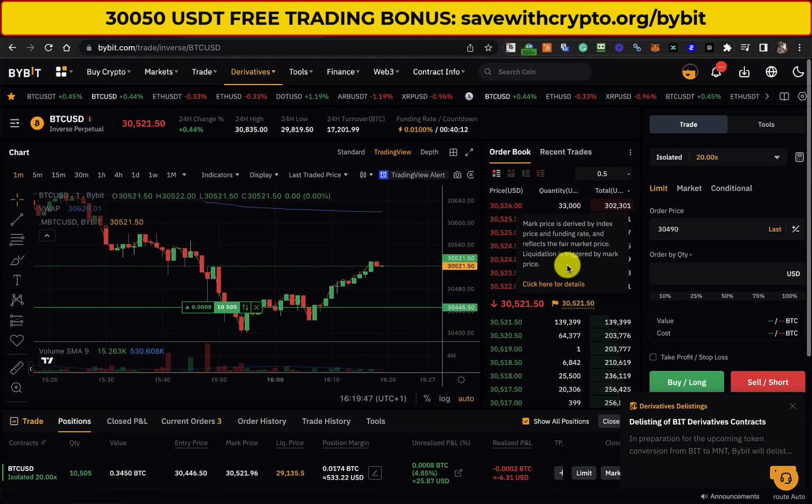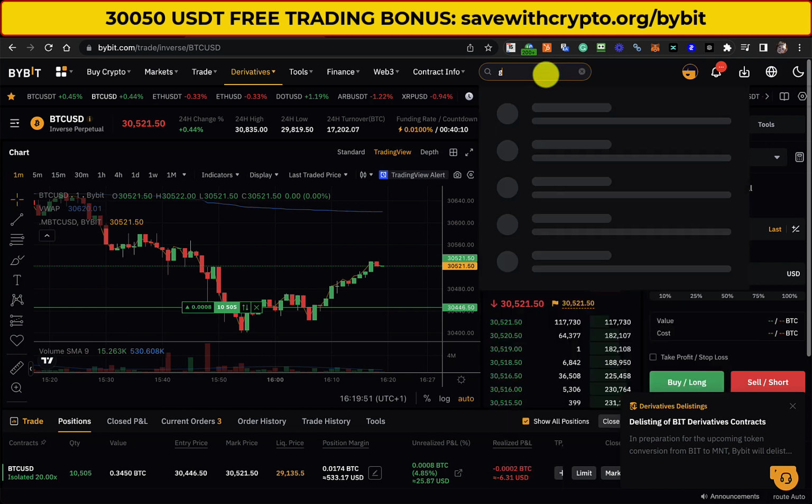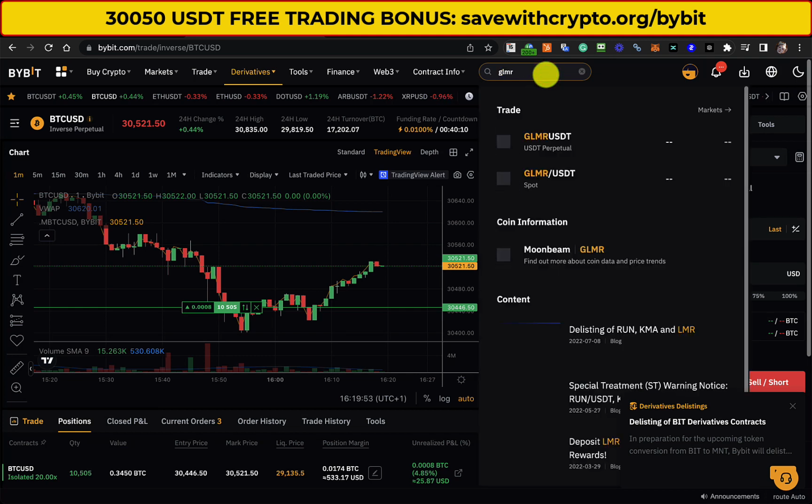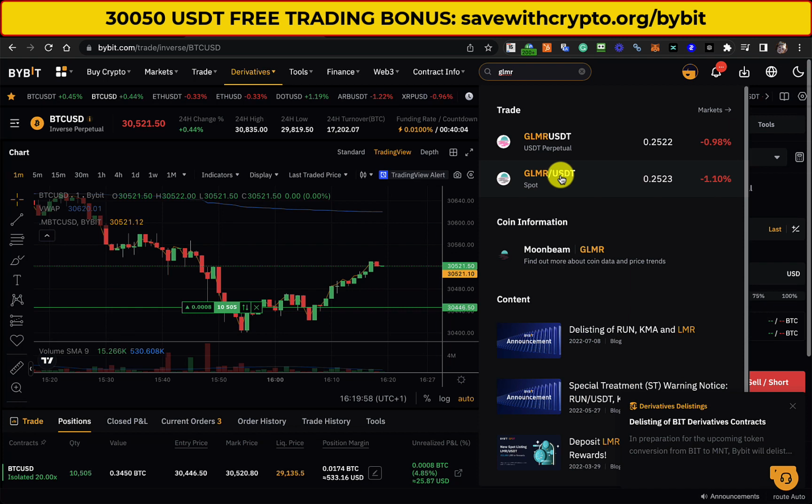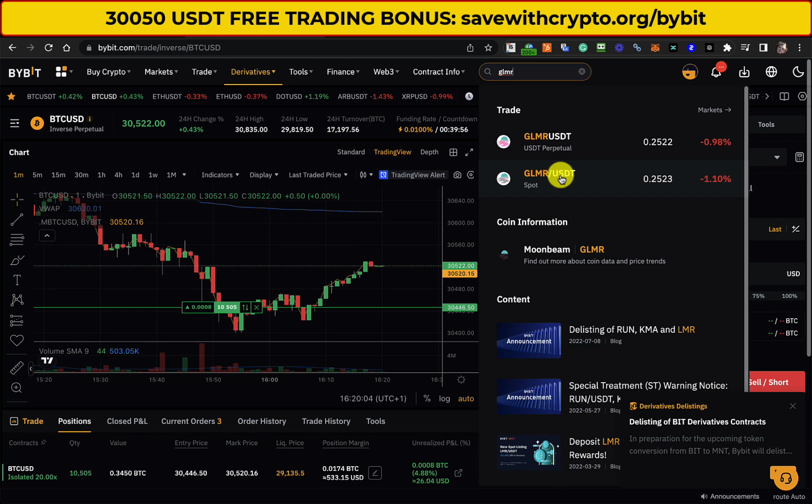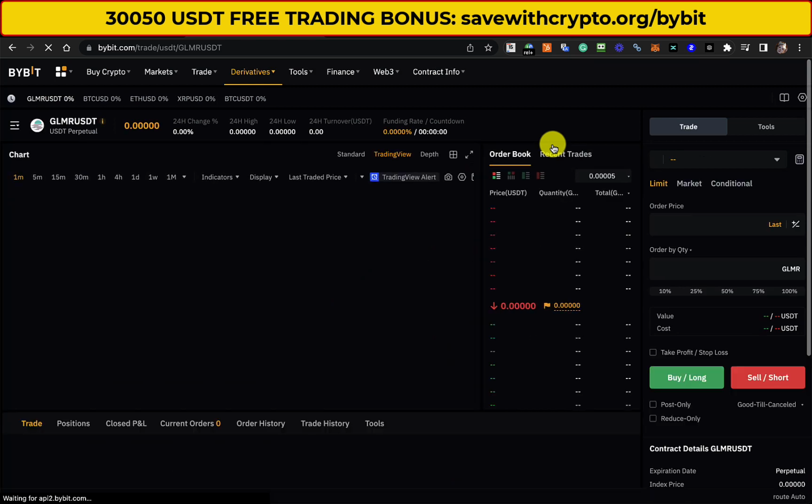So let's say, for example, that I wanted to trade some Moonbeam, which I believe is GLMR. You can trade that doing spot. I don't want to do that because I don't want to own any. I have no interest in owning any. I don't think I'll ever use it, but I'm interested in trading the volatility because it's down a bit right now. So I would go for USDT Perpetual. So you give that a click, and then that shows you the chart.